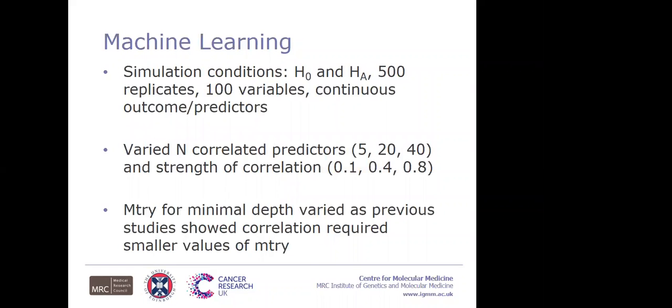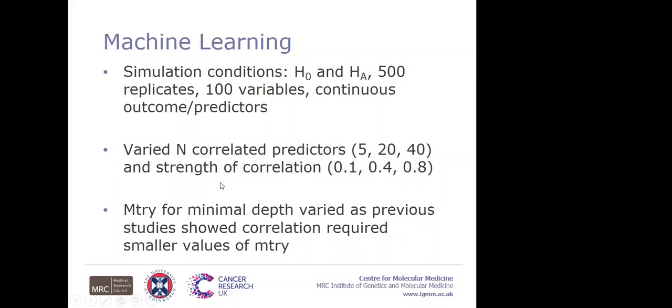Okay, so in this, we looked at simulations under the null and under the alternative, 500 replicates. We have 100 variables, and what I'm showing today are results from continuous outcome and predictors. We've also done this with binary outcomes and predictors, and there is no difference. So what I say holds true for all of the simulations that we've done, but there was too much to go through all of it during this talk.